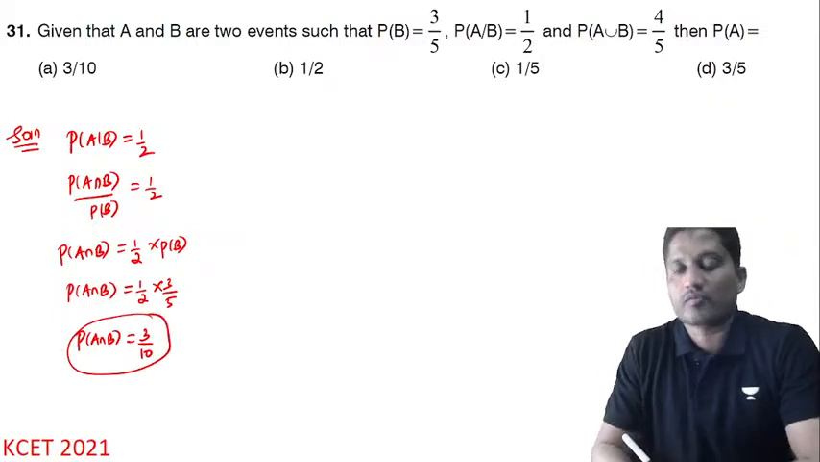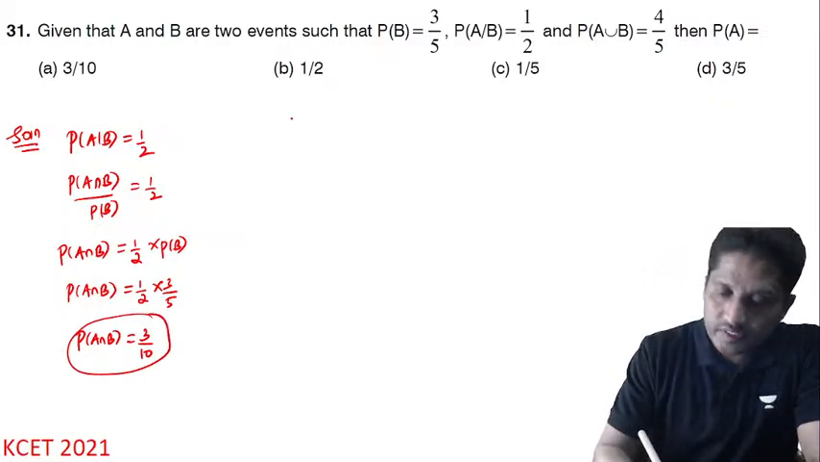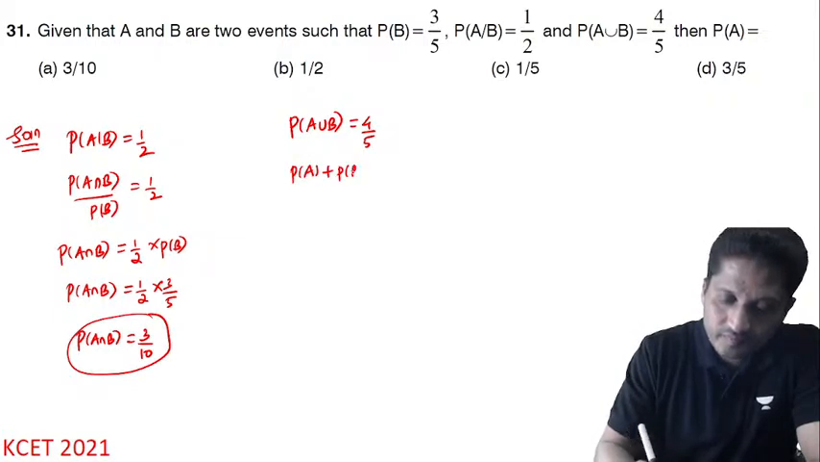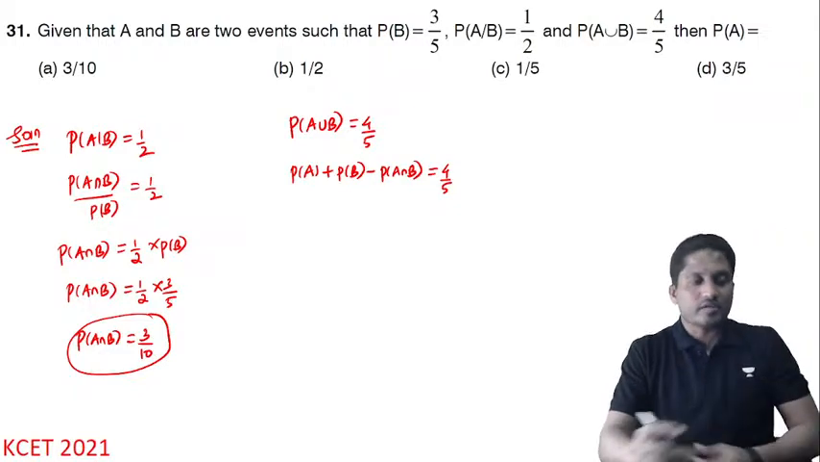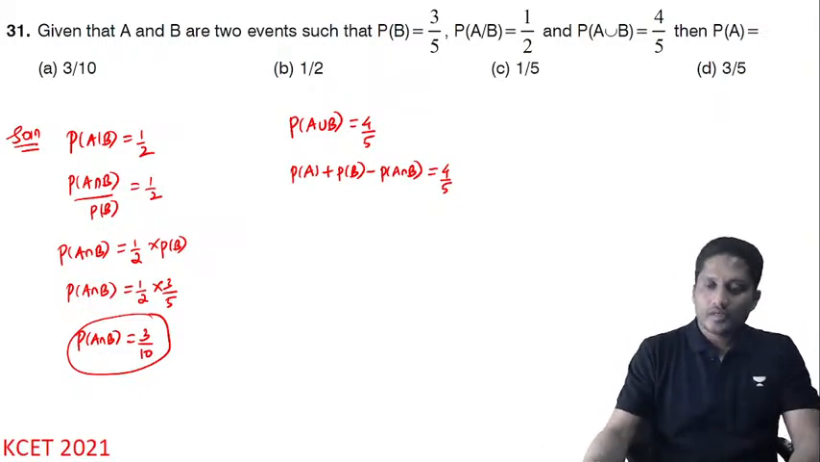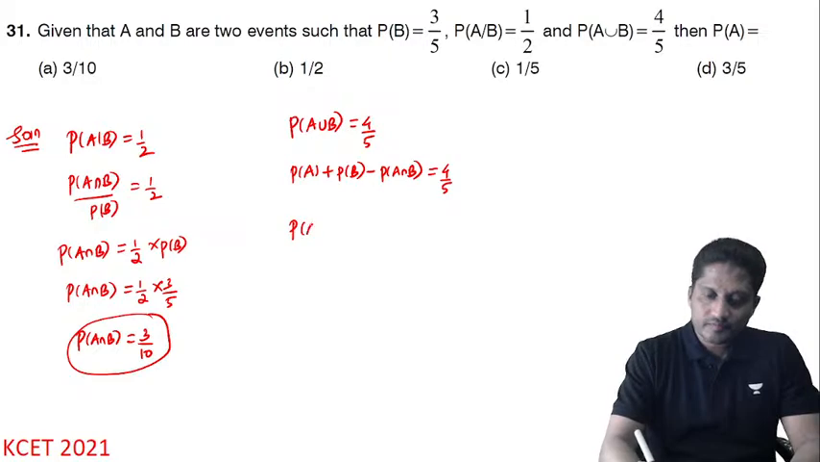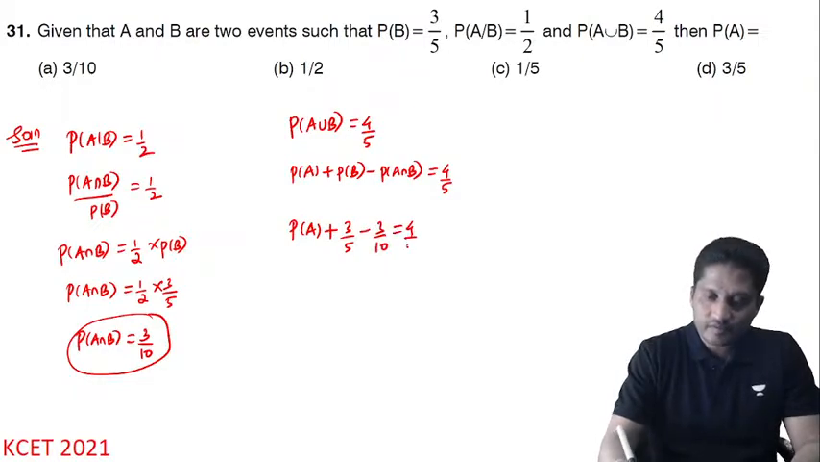Right, now I'm supposed to find out what is P of A. Now according to the question, P of A union B is equal to 4 by 5. P of A union B is P of A plus P of B minus P of A intersection B. Okay, and that's equal to 4 by 5. Now I'll substitute the values. P of A I'm supposed to find out. P of B is equal to 3 by 5 and P of A intersection B is 3 by 10, and that's equal to 4 by 5.